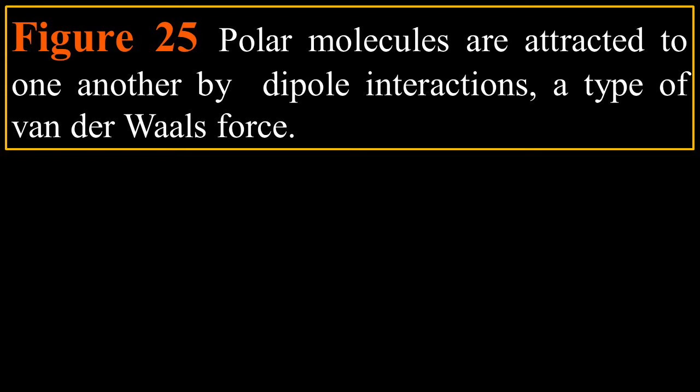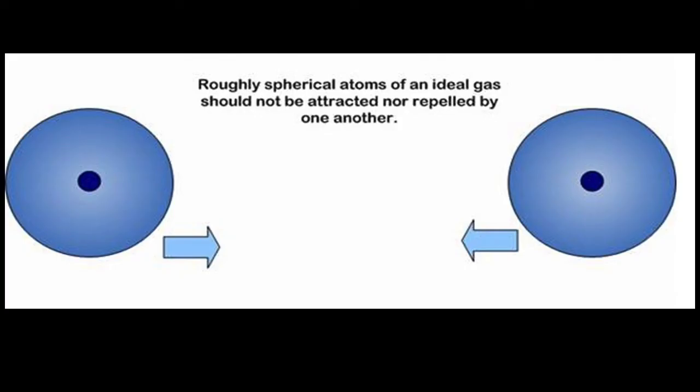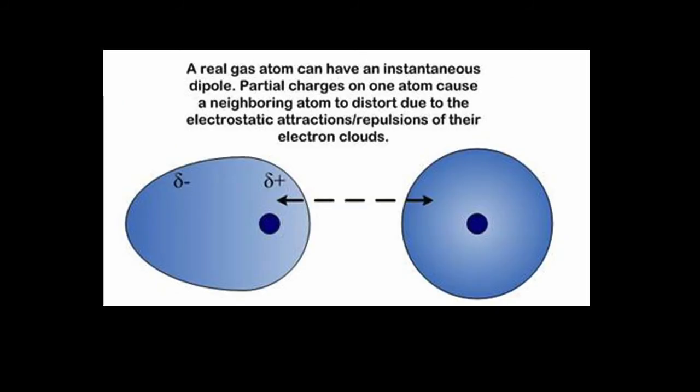This is figure 25. Here are some examples of this dipole interaction where you have this attraction as a result of these partial charges that are set up within the molecules, such as in hydrogen bonding, but that's a little bit stronger. Roughly spherical atoms of an ideal gas should not be attracted nor repelled by one another. Those are gases. When we talk about ideal gas laws, we'll talk more about that.